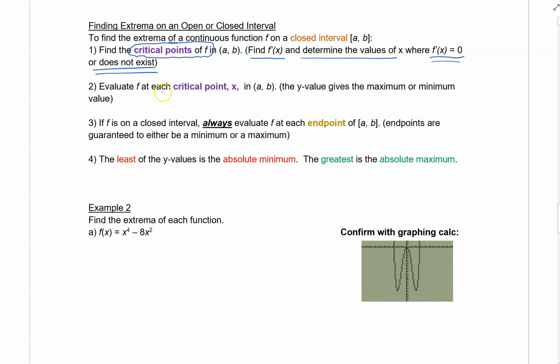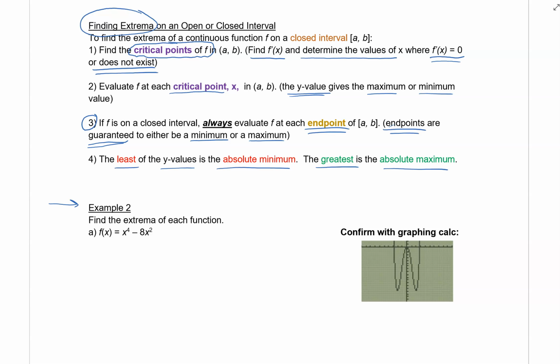Then we plug these critical points into our function to find the y value, because remember the y value tells you what the max or min is, and it will help us also decide whether it's a max or min. We also want to check endpoints though if we're given an interval. Sometimes we're given an interval, and in that case, the endpoints are guaranteed to either be a min or a max, so we always check those as well. So these are basically the steps we follow to find all of the extreme values on a function, both absolute and relative. Let's try it here with example 2.